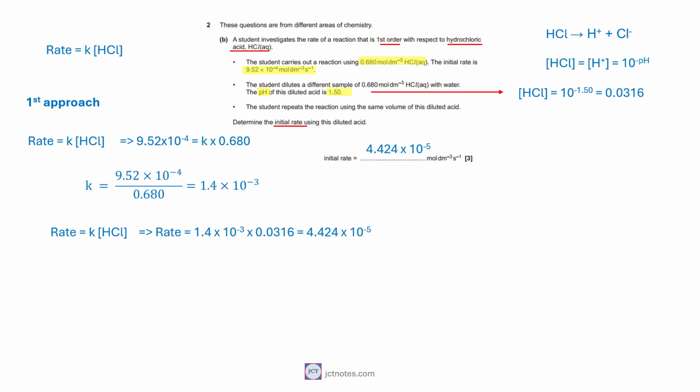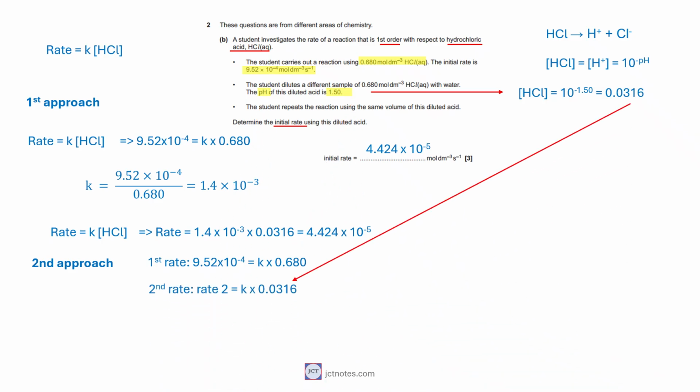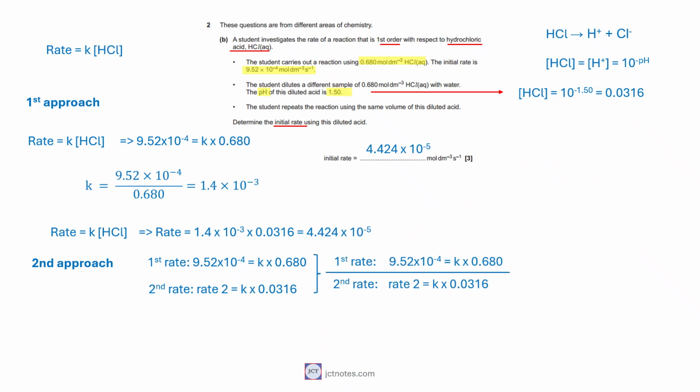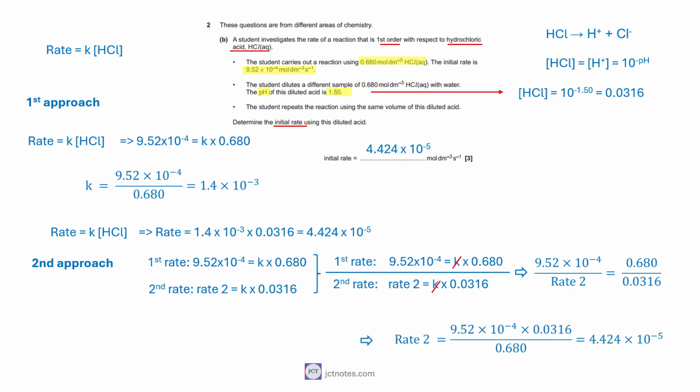In the second approach, the first rate is 9.52 times 10 to the minus 4, and this is equal to K multiplied by 0.680. The second rate is equal to K multiplied by 0.0316. Next, we divide the first rate by the second rate. Since both expressions contain K, the K values cancel out. We are left with 9.52 times 10 to the minus 4 divided by rate 2 equals 0.680 divided by 0.0316. Finally, solving for rate 2 gives 4.424 times 10 to the minus 4.